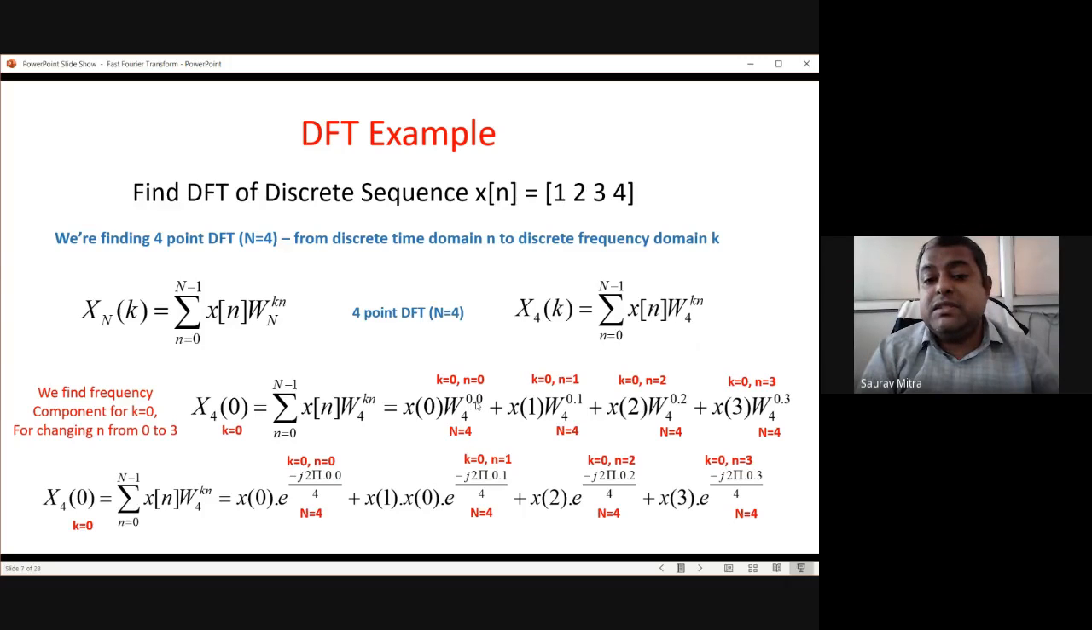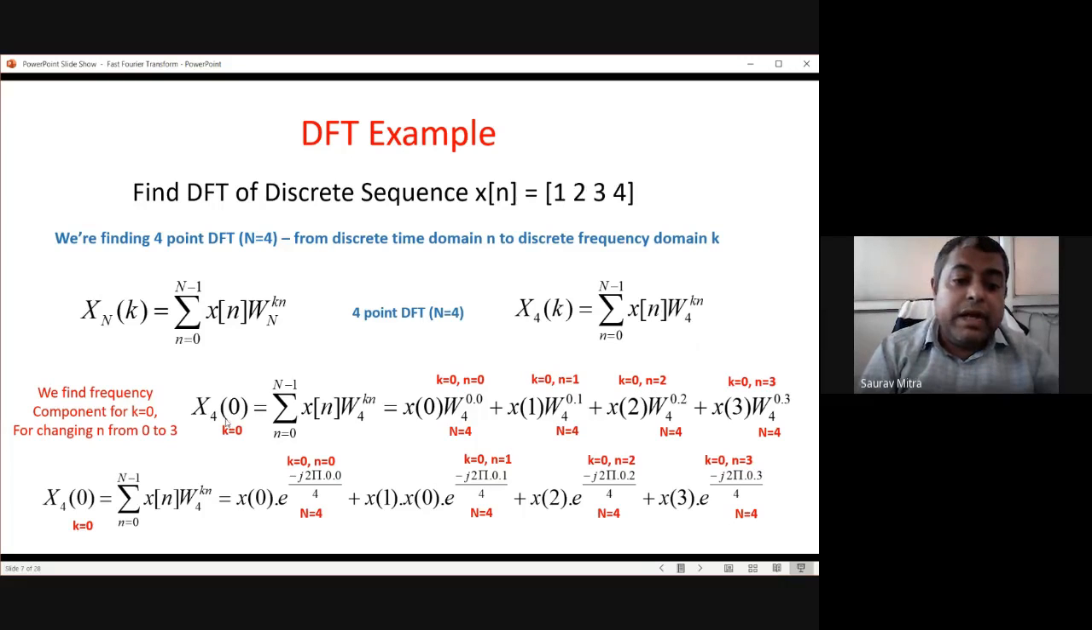What do the 0 0 mean? The value of k and the value of n. So what we are supposed to find out is k equal to 0. We are asked to find X0. So that's why for all these four terms k will be equal to 0. But the n value will keep on increasing because here n is changing from 0 to 3. So for the first term the twiddle factor is k0 n0, second term k0 n1, third term k0 n2, and fourth term k0 n3.